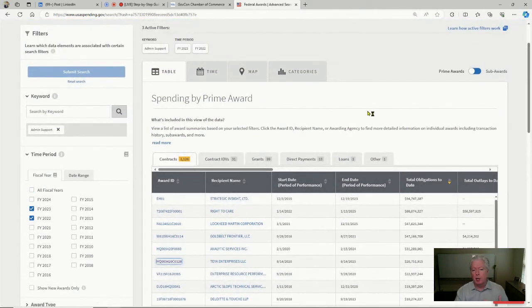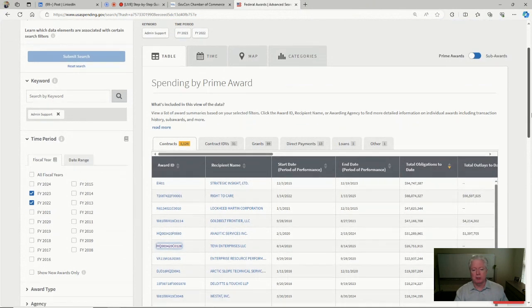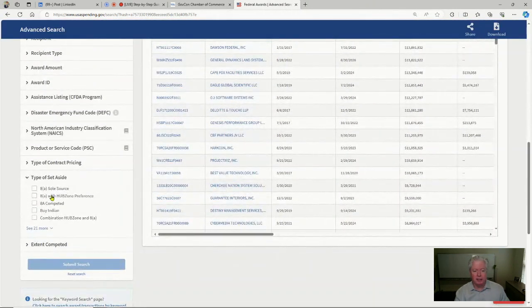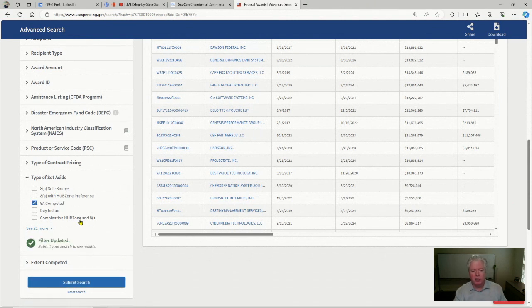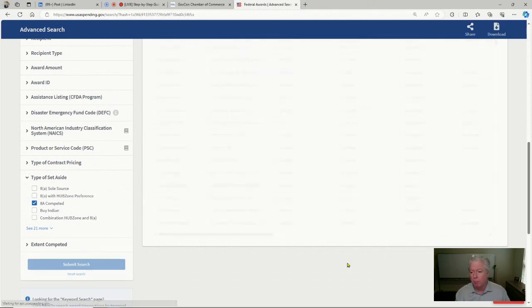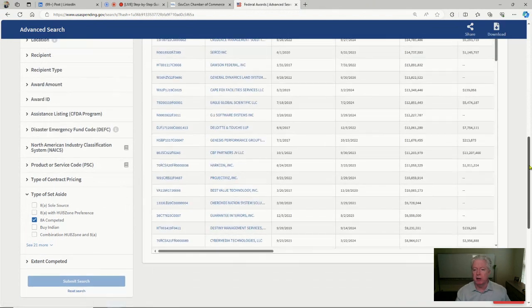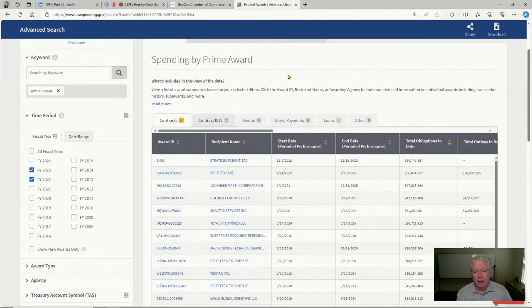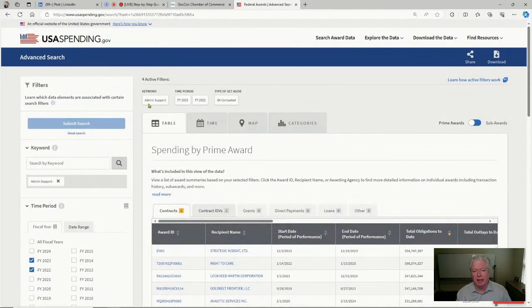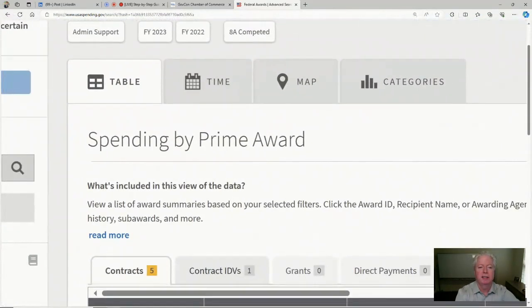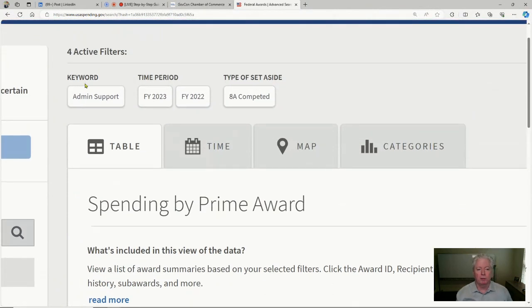Okay, so let me come back. One of the other things I was trying to find, right down here, I saw sole source. I'm a little less interested in sole source because maybe sometimes that's hard to go after. But what about 8A competed? I don't know how many awards are in here. So now I just did this again, right? The work I'm chasing is admin support. That's the keyword. For the last couple of years, I'm trying to see what's out there, and 8A competed.